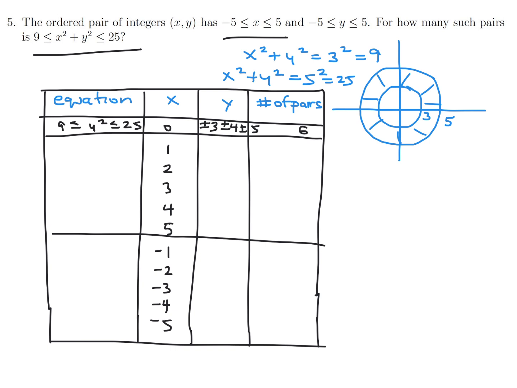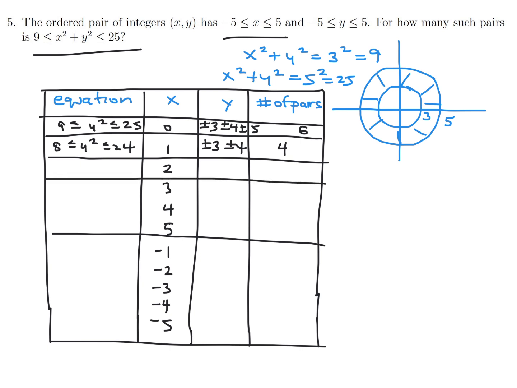Got it? And similarly, when we have 1 for x, the equation becomes, let's see, if it's 1, it would be 8 less than or equal to y squared less than or equal to 24. So then that would be plus or minus 3 and plus or minus 4. So that would give me 1, 2, 3, 4 pairs. And then keep on going here.